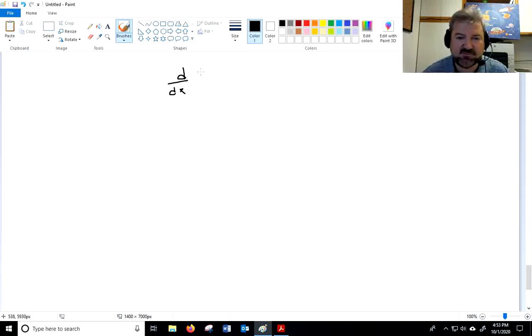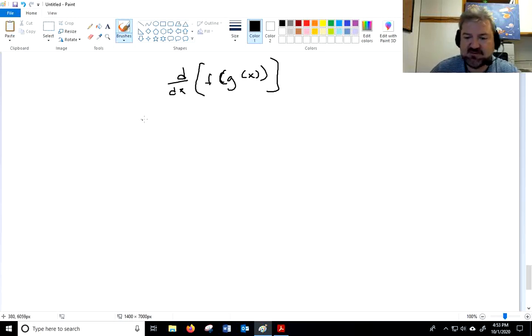So we're going to take the derivative with respect to x of f of g of x. That's what we're going to do. Well, we know that is equal to, there's a couple different things. I could use the limit definition, but I'm actually going to use the alternative limit definition. So I'm going to take the limit as x approaches a of f of g of x minus f of g of a, all over x minus a.